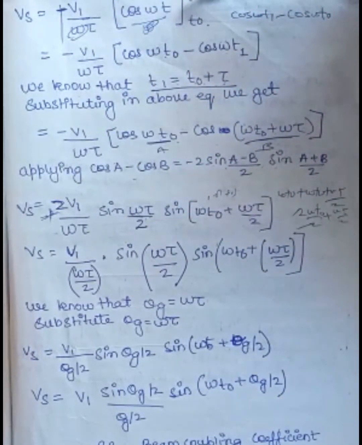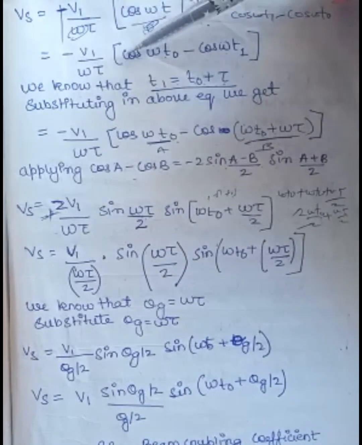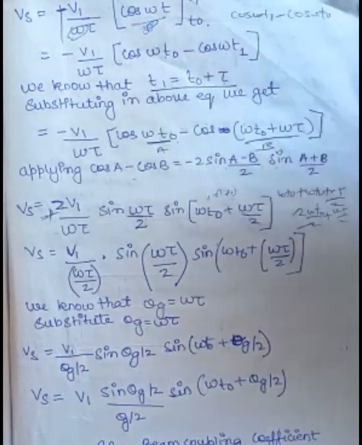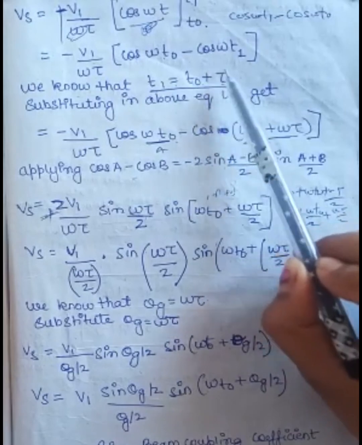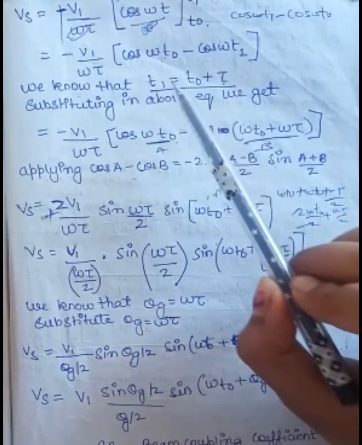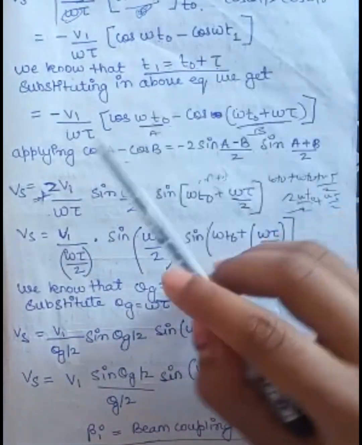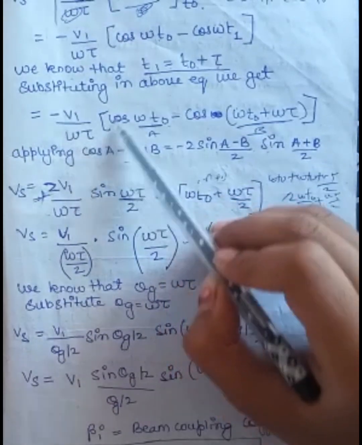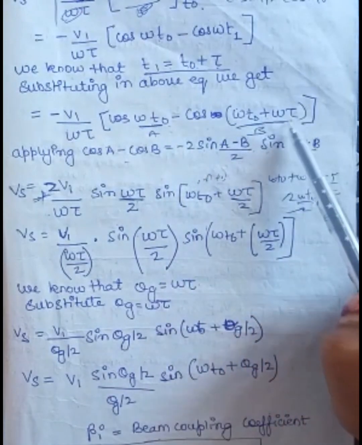Now we have to put these limits. After substituting the limits, it would be minus V1 upon omega tau into cos omega T0 minus cos omega T1. We know that T1 is equal to T0 plus tau, as tau is equal to T1 minus T0. So we have to substitute this in the above equation. After substituting, we will get minus V1 upon omega tau of cos omega T0 minus cos omega T0 plus omega tau.